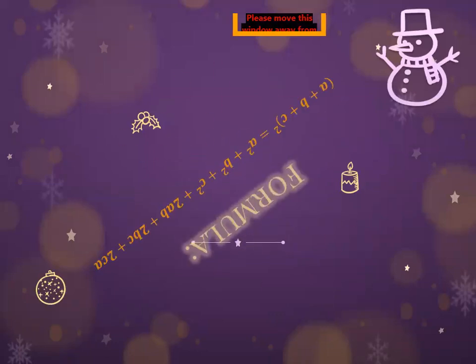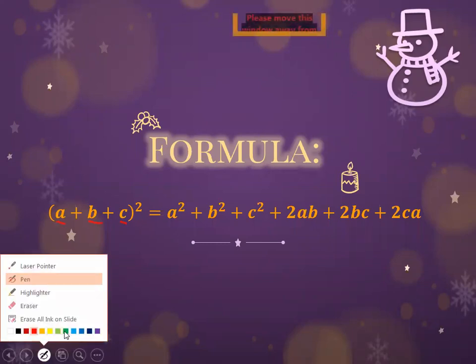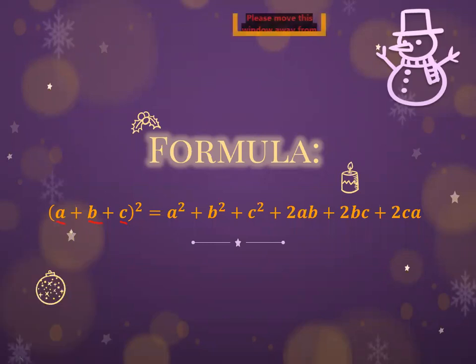In this exercise, the formula which we are going to use is this one. Now, what is this formula? Basically, as you can see, if you have any three terms, here you have term A, term B, and term C, and you are going to take the whole square of these three terms, what will it be equal to?